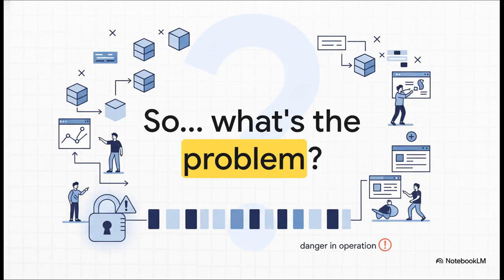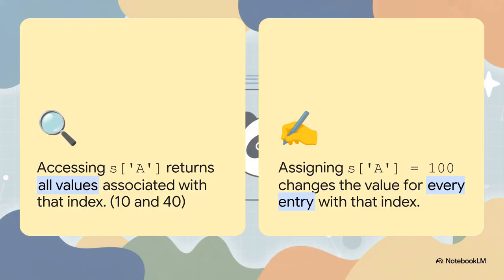Which, of course, leads to the next big question. If Pandas lets you do it, then what's the actual problem? Why does everyone say to use unique indices? Well, the danger isn't when you create the series. The danger is when you try to use it. And here is where things get messy.